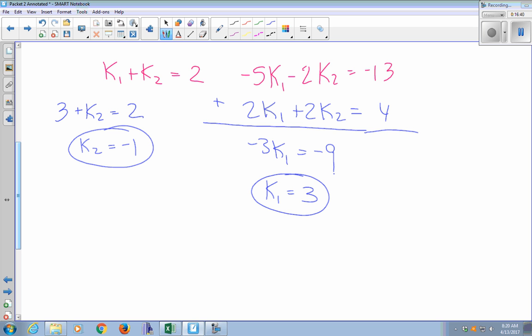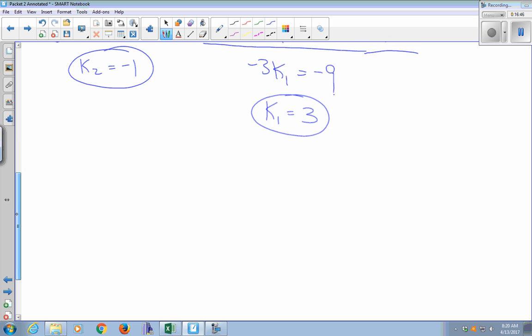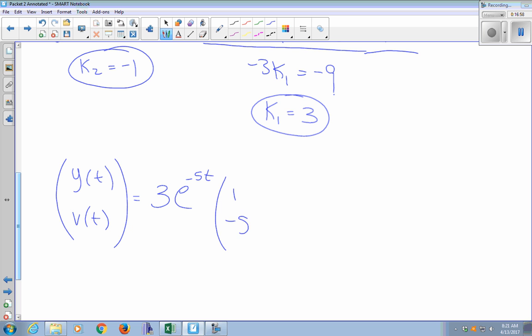But then be careful not to just circle your k1 and your k2 and be done, right? They were asking for a particular solution here, so I have to write it out. y of t, v of t equals, and then instead of k1, I put a 3, e to the negative 5t times 1, negative 5. And then instead of k2, I put a negative 1, e to the negative 2t, 1, negative 2.